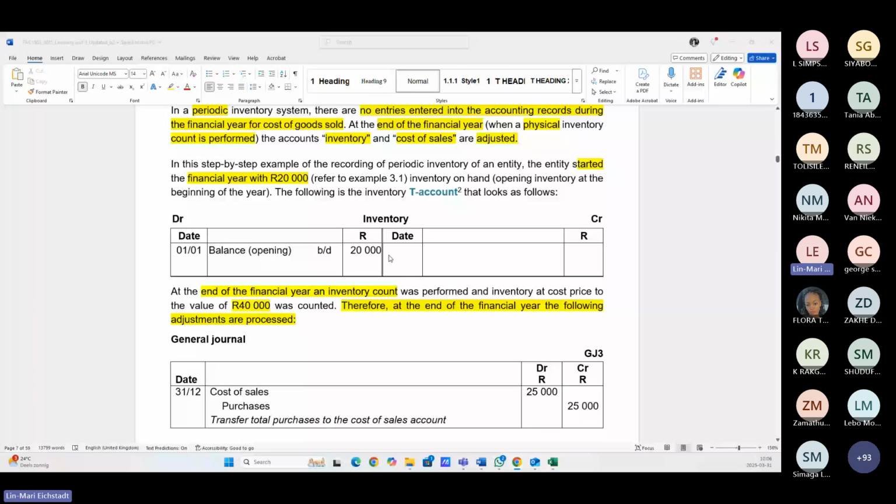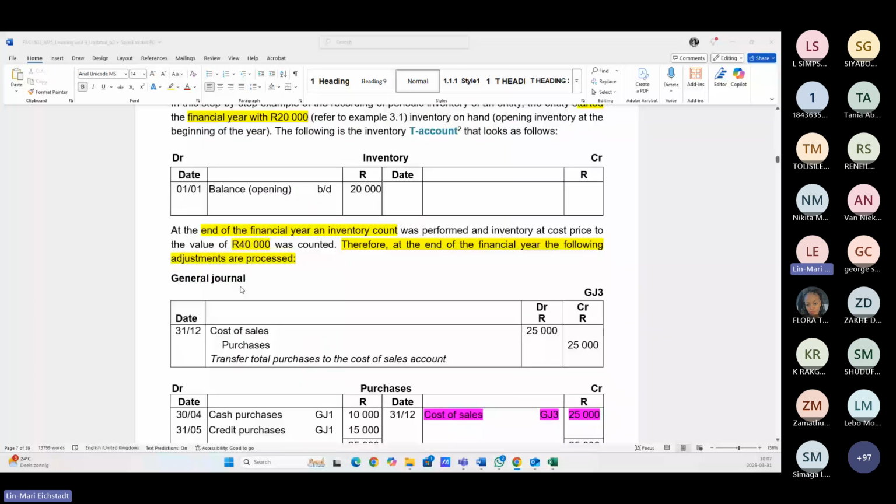So in our inventory account, we would have had an opening balance in our T account of 20,000 Rand. And at the end of the financial year, an inventory count was performed and the inventory at cost price to the value of 40,000 Rand was counted. So that was our inventory left at year end, after we had done our purchases and deducted our sales. Therefore, at the end of the financial year, the following adjustments are processed.